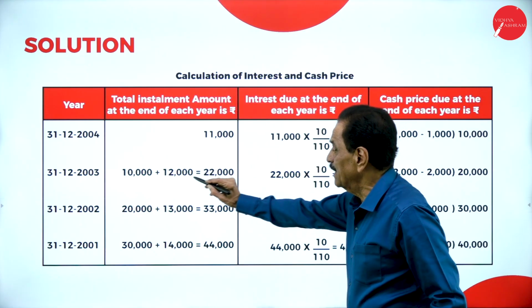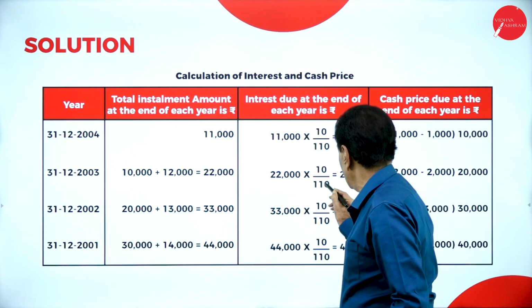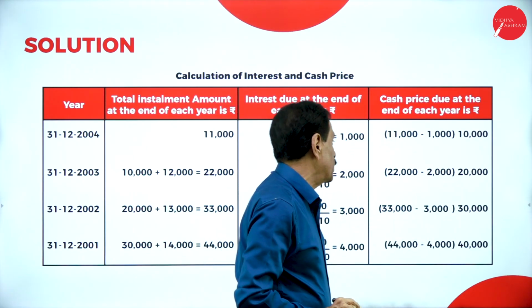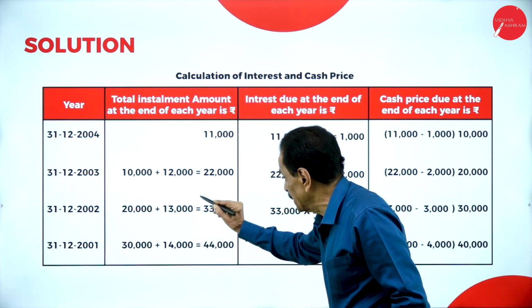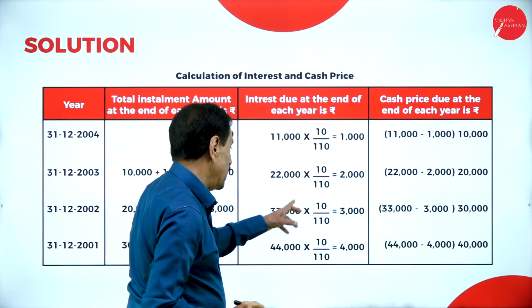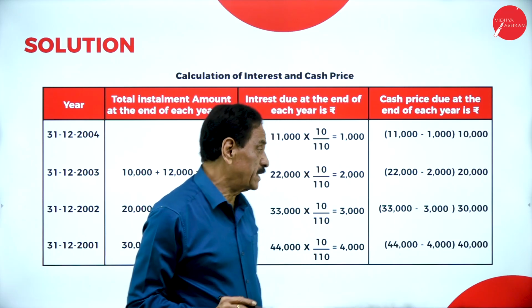Come back. 10,000 plus 12,000 is 22,000. On 22,000, 10 by 110 is 2,000. 22,000 minus 2,000 is 20,000. Come back to next year. 20,000 plus 13,000 is 33,000. On 33,000, 10 by 110 is 3,000.